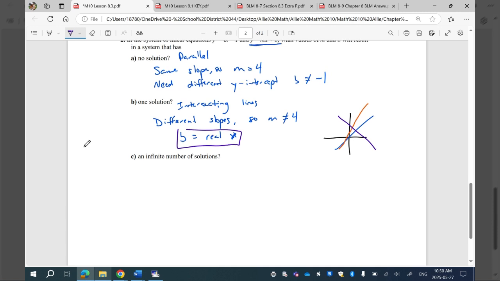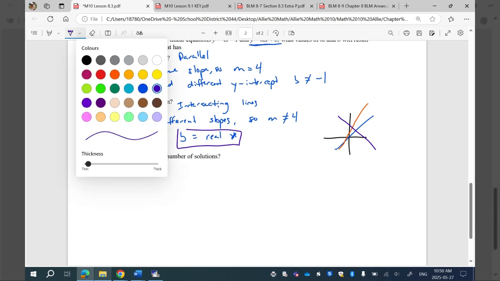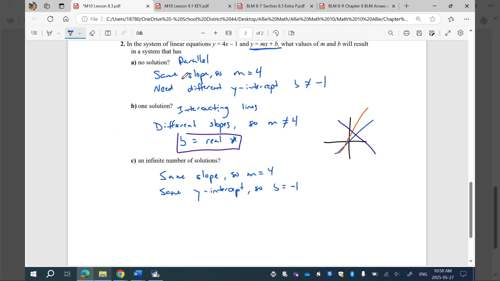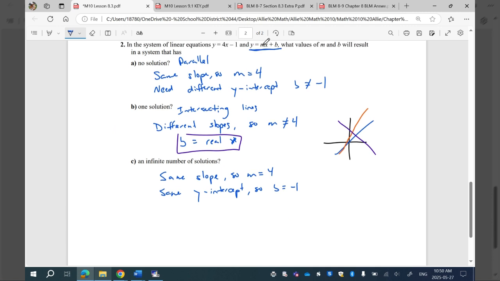And for an infinite number of solutions, we need to have the same slope, and we need to have the same y-intercept. So m needs to equal 4, so b has to equal -1. It has to be the exact same equation for this line. We have to have the same slope. We have to have the same y-intercept.